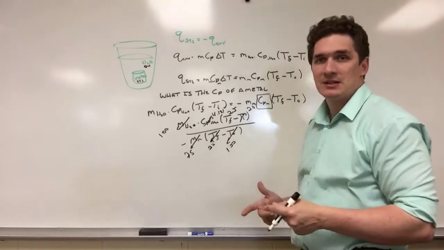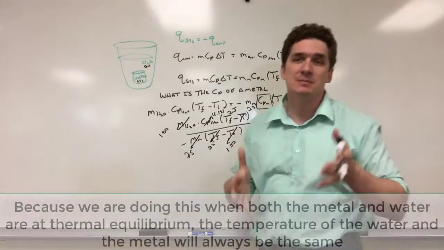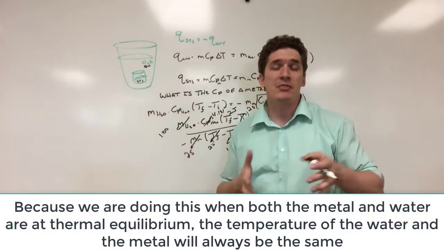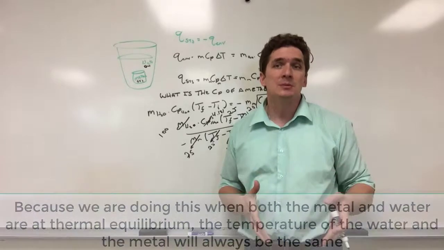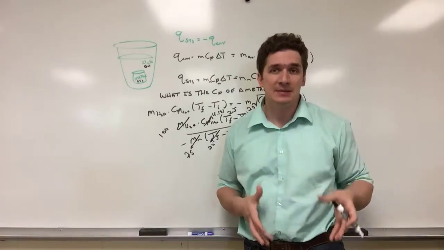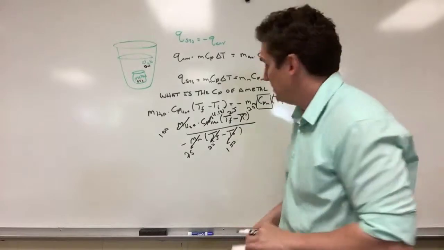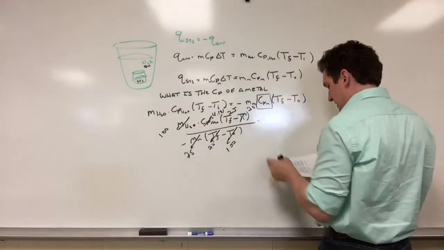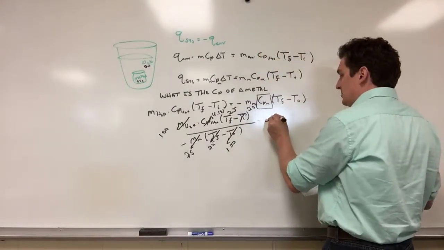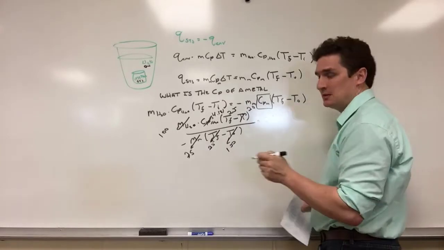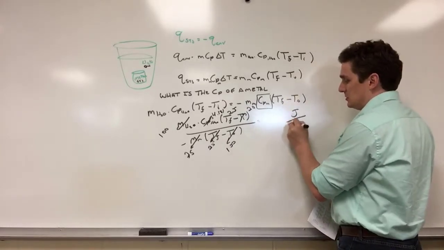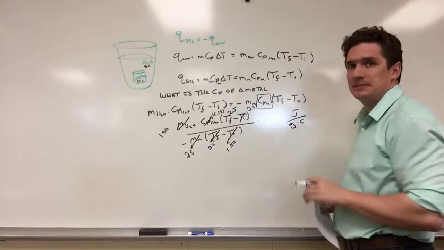Now, in all cases, the final temperature of the water and the metal are going to be the same because we're going to set the stipulation here that they are at thermal equilibrium. So at thermal equilibrium, both your system and your environment have to be at the same temperature. And for those of you playing at home, when we work this all out, the Cp of the metal ends up being 0.115 joules per gram per degree C.